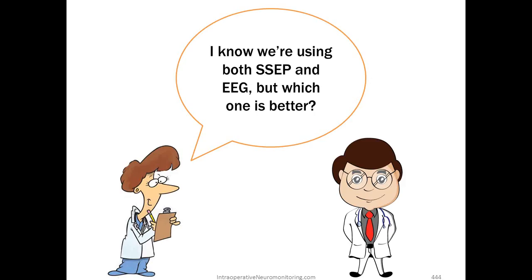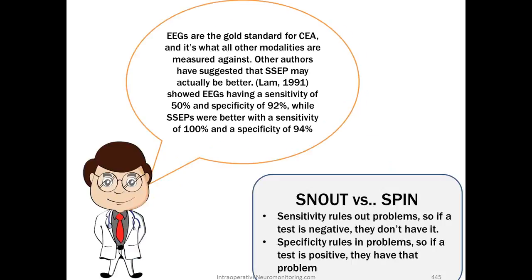I know we're using both SSEP and EEG, but which one's better? EEGs are the gold standard for carotids, and it's what all other modalities are measured against. Other authors have suggested that SSEP may actually be better, like Lamb 1991. They show that EEGs have a sensitivity of 50% and a specificity of 92, while SSEPs were better with a sensitivity of 100 and specificity of 94.